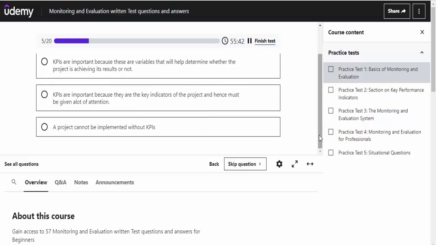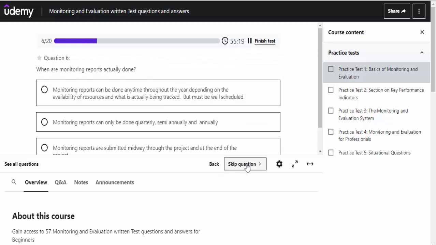KPIs are important because they are the key indicators of the project and hence must be given a lot of attention. No, it is not saying much. Okay, the third option, a project cannot be implemented without KPIs. I've seen projects being implemented without KPIs. So the best answer is this one.